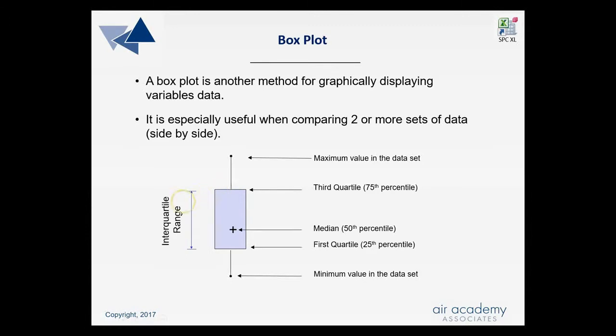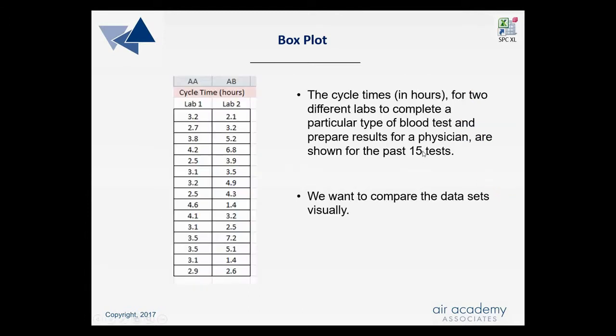If the plus sign or the median is here, that means 50% of the data is above the median and 50% of the data is below the median. Because the distance from the median to the maximum value is greater than the distance from the median to the smallest data point, this data set, if we did a histogram on it, would be skewed to the right. The tail would be to the right.